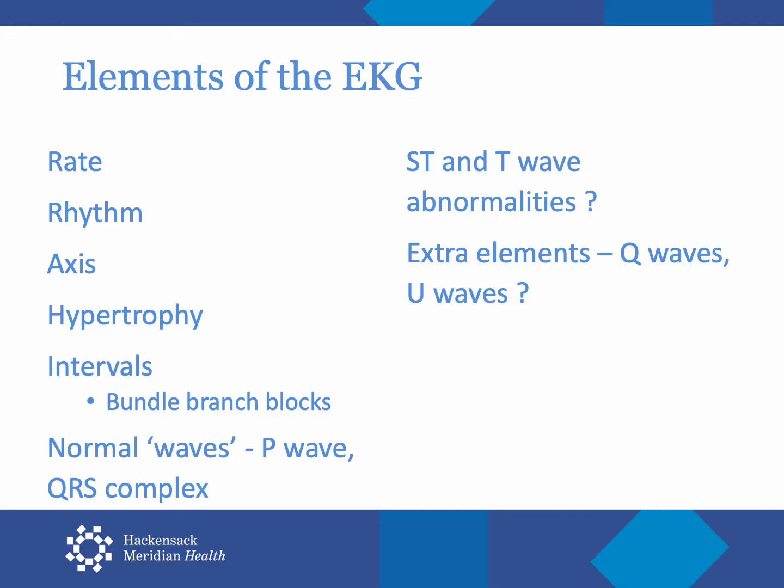Generally, the elements of the EKG you look at are the rate, rhythm, axis. Look for hypertrophy. Notice the intervals, see if there are bundle branch blocks. Look to see that the QRS and P waves appear normal. Then look for ST or T wave abnormalities suggesting ischemia or infarction. And then there are several other elements of the EKG that we will discuss as we move on.